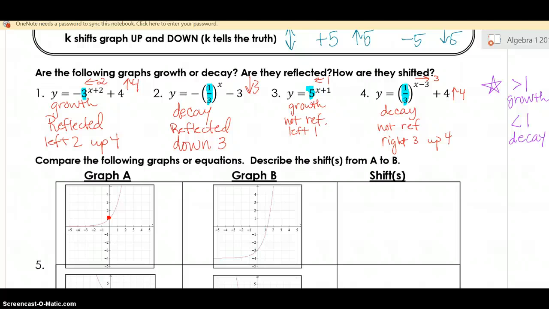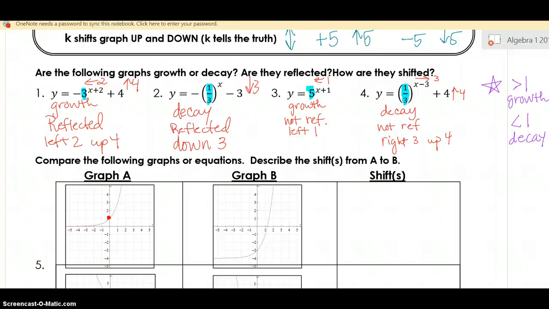So we've got a growth, we've got a decay because bigger than 1, smaller than 1. Not reflected on either one of them because neither one are negative. This one, number 3, does not shift up or down because there's nothing added or subtracted off of the end. And then number 4 is shifting both right and up. Any questions at all? Okay.